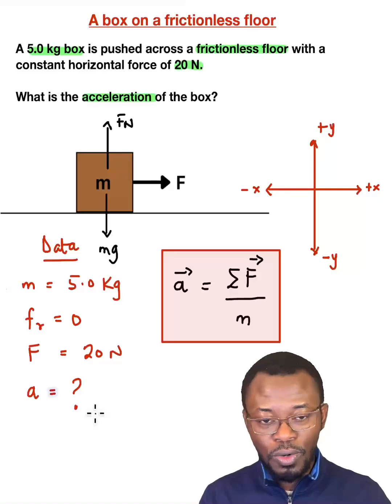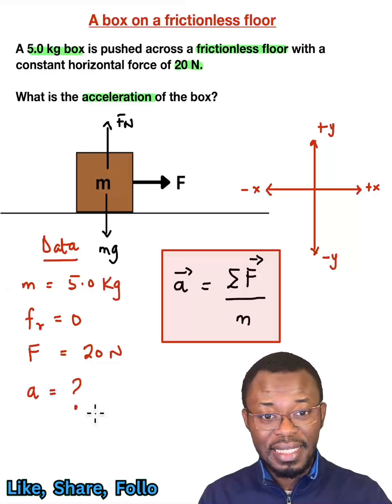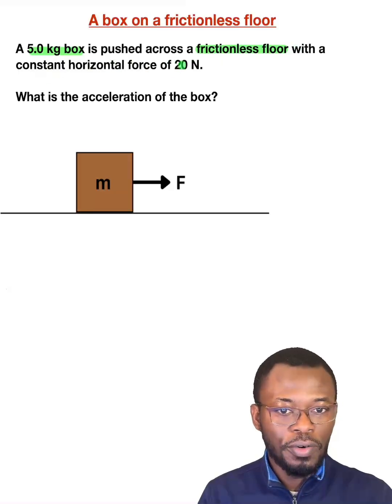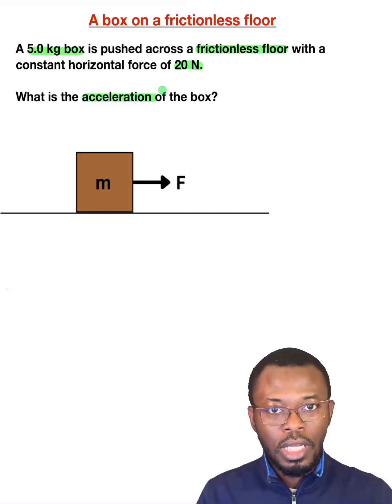What object is moving and in what direction? Today, we are going to look at how to solve this problem. A 5.0 kilogram box is pushed across a frictionless floor with a constant horizontal force of 20 newtons. What is the acceleration of the box? Let's look at the solution.